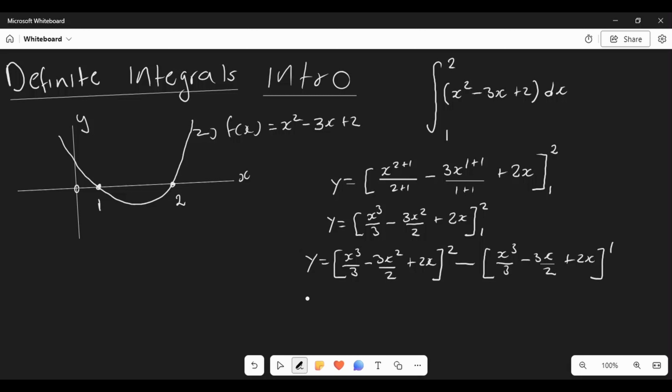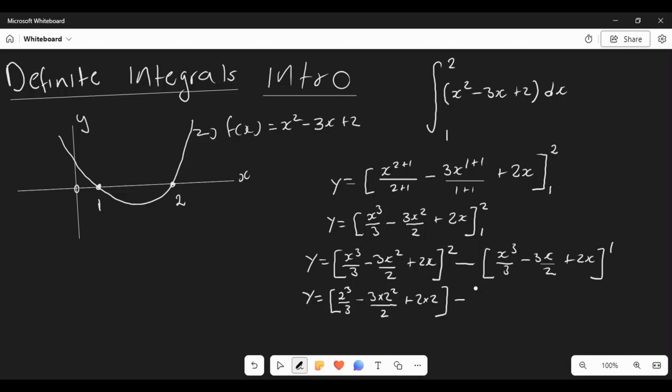So let's do it here. We're gonna have y equals, wherever there is x, we put our limit. So we're gonna have 2 to the power of 3 over 3, minus 3 multiplied by 2 to the power of 2 over 2, and then plus 2 multiplied by 2. And this is our first bracket. As you can see, in the first bracket we substitute the upper limit, right?